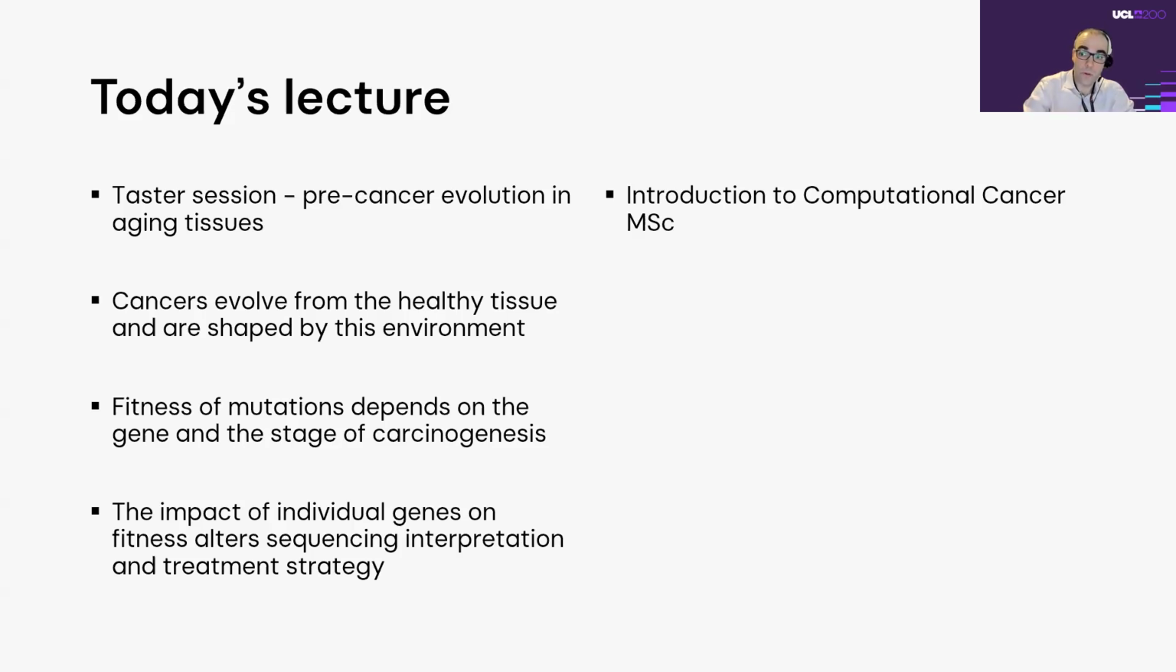I'm going to talk about evolution and competition and fitness of different mutations, and about how the fitness of particular mutations depends not only on the gene that is mutated, but also the stage of carcinogenesis and the immediate local environment in which that gene is being mutated. And I'm going to talk about how this has an impact on sequencing interpretation and any treatment or diagnosis strategies that are built off the back of that.